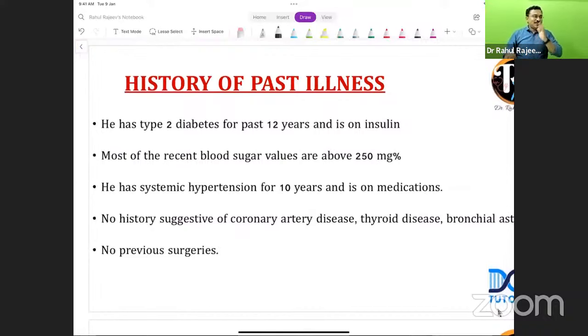Right. So let's go to the history of past illness. He has type 2 diabetes for the past 12 years and is on insulin. Most of the recent blood sugar values are above 250 milligram percentage. See, what is the importance of this? When you ask past illness, it's important to ask about past medical comorbidities.